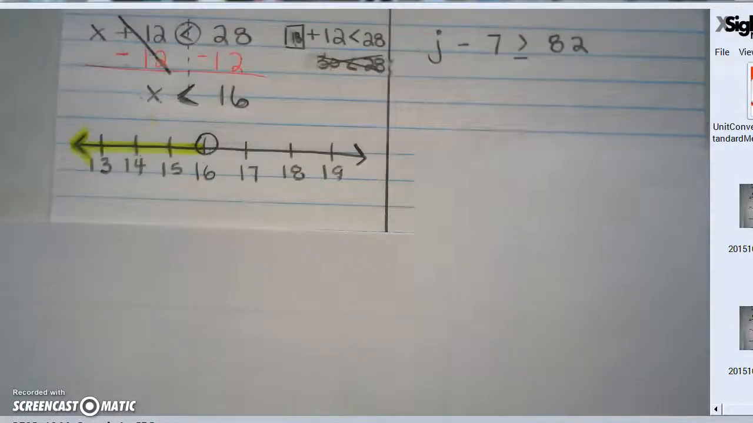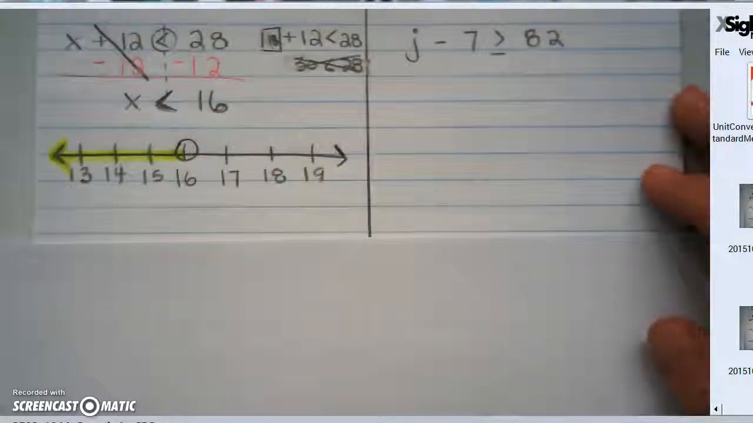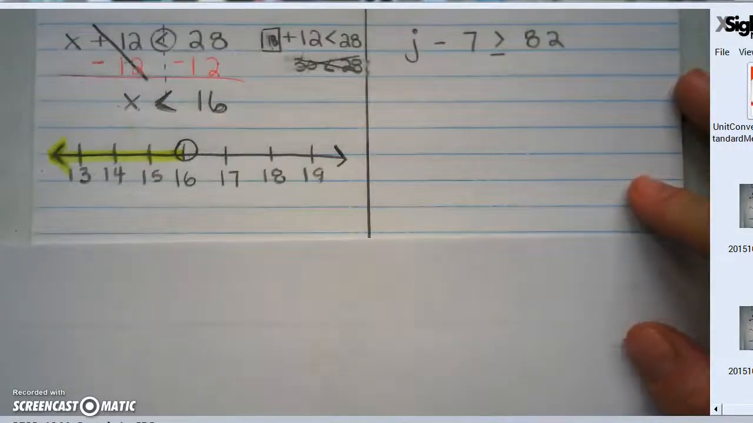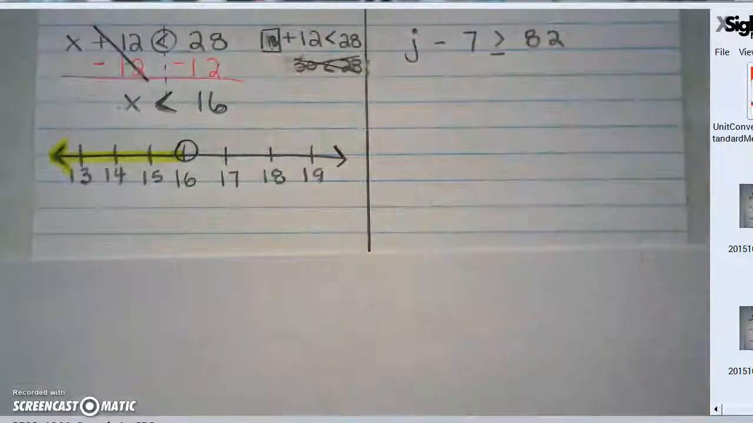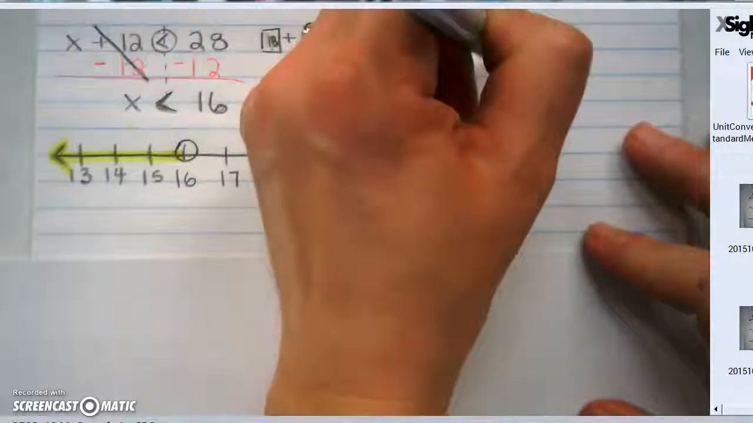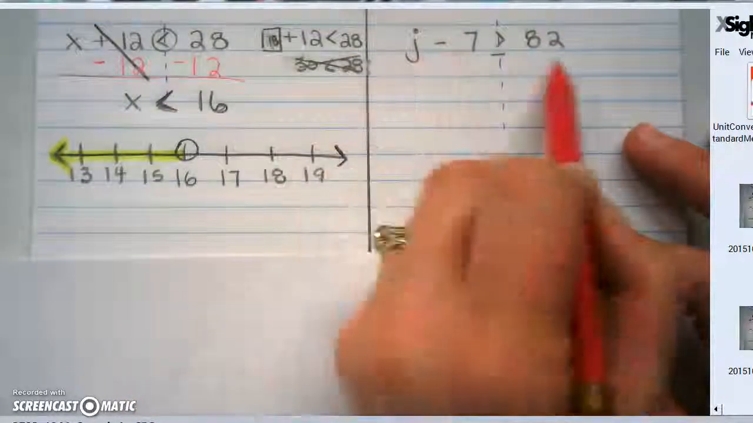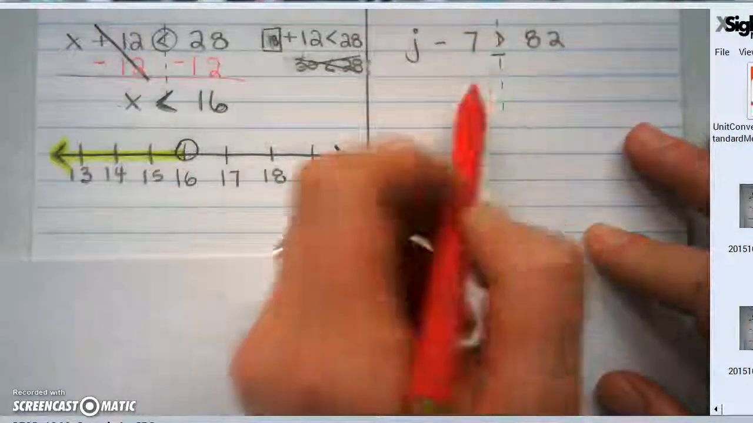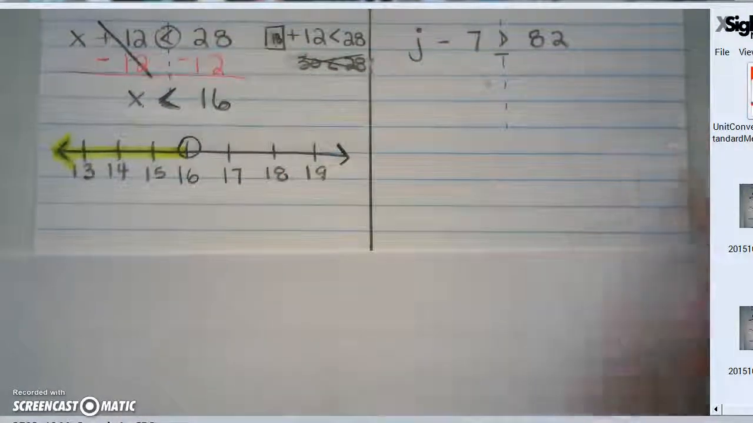Now let's take a look at this guy here. J minus 7 is greater than or equal to 82. Well, following along with that same procedure, I like to draw in that line to help us see that there's math on both sides of that inequality sign. And here we need to get J all by itself.